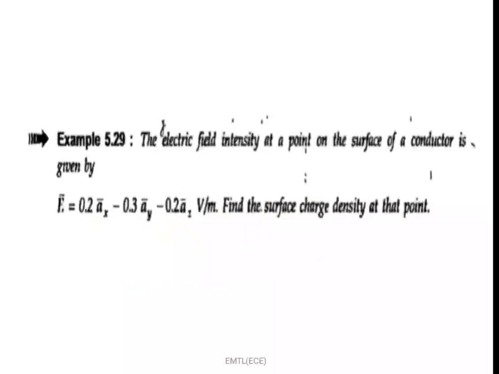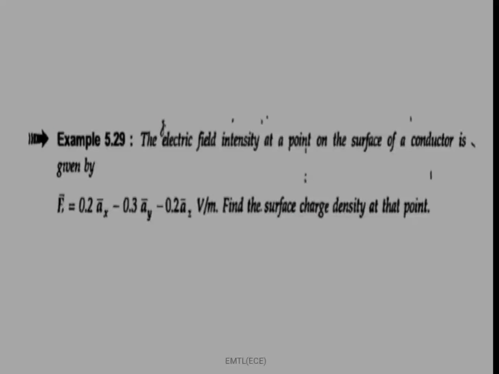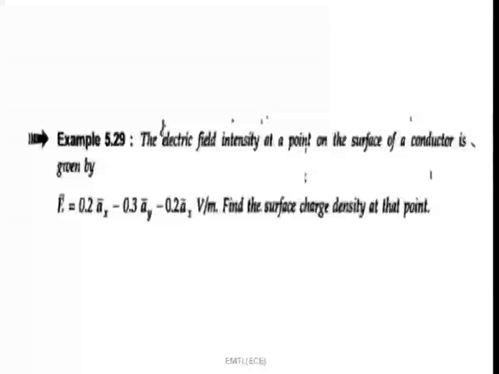And the next, the electric field intensity at a point on the surface of a conductor is given by E bar is equal to 0.2 ax bar minus 0.3 ay bar minus 0.2 az bar volt per meter. Find the surface charge density at that point.